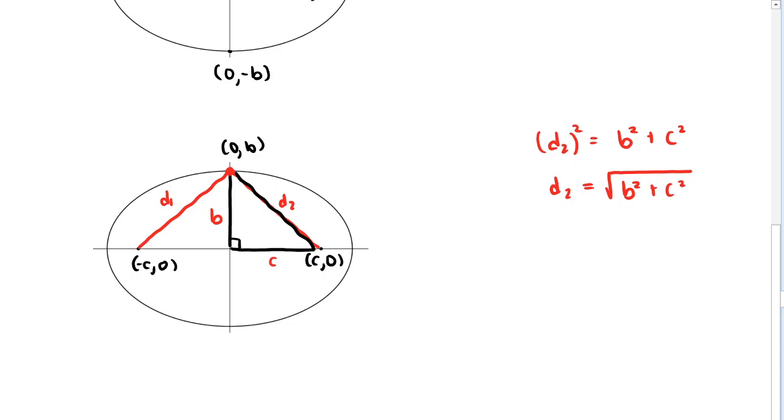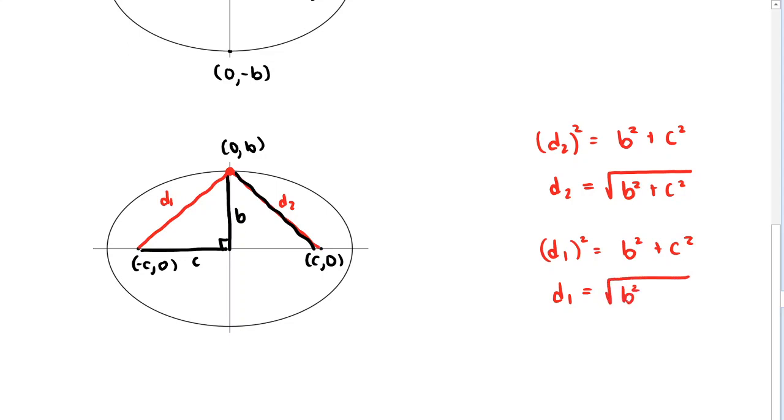So that's the distance d2, and we want to add that with the distance d1. But really, we get the same picture here, right? What's the side lengths of this right triangle? Well, this is a side length of c, and this is a side length of b. And so d1 squared, by the Pythagorean theorem, is the same as b squared plus c squared. And so d1, that distance between one focus and the point on our ellipse here, is the square root of b squared plus c squared.